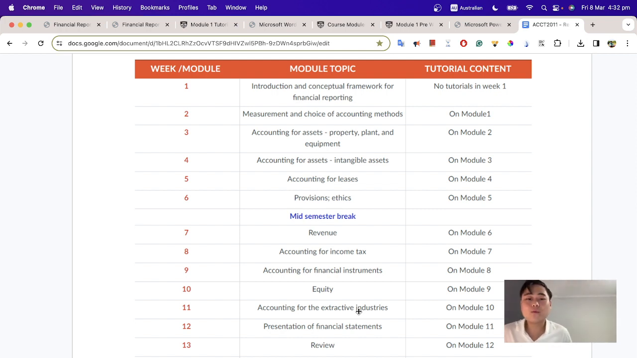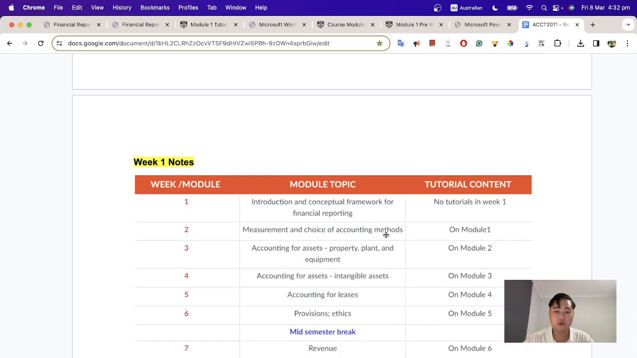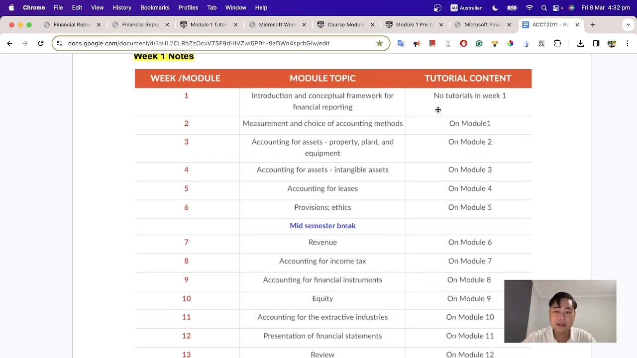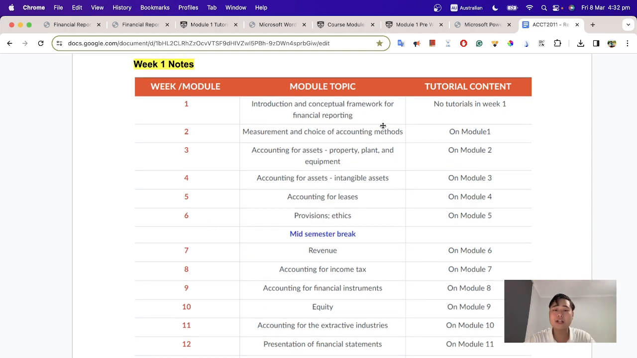However, what are the rules? What are the guidelines? What are the guardrails that underpin how these reports are presented? This is where this course comes into play. So week 1, this is today's week. We have no tutorial for this week, but I'm going to draw from week 2's tutorial, which is on module 1, for information.